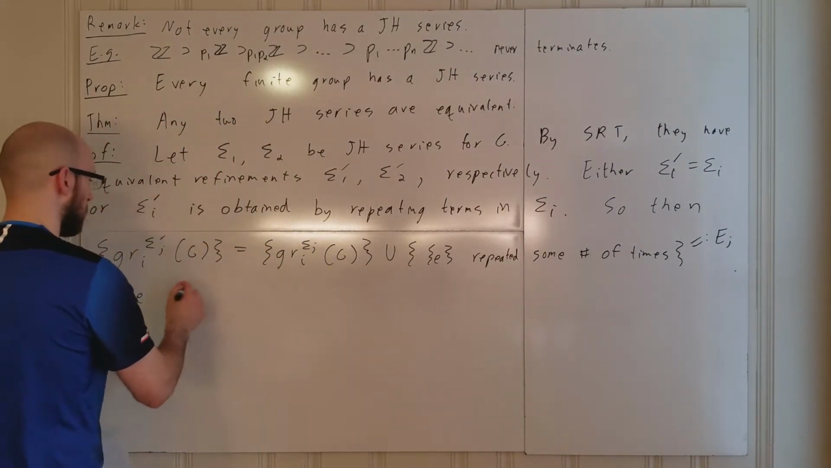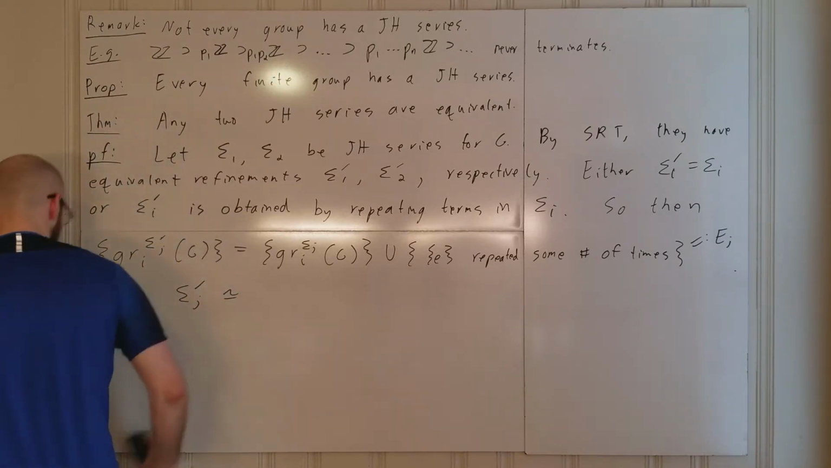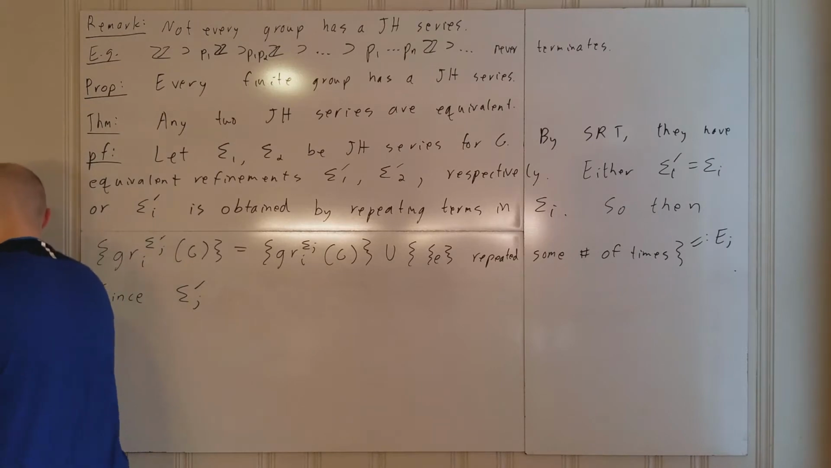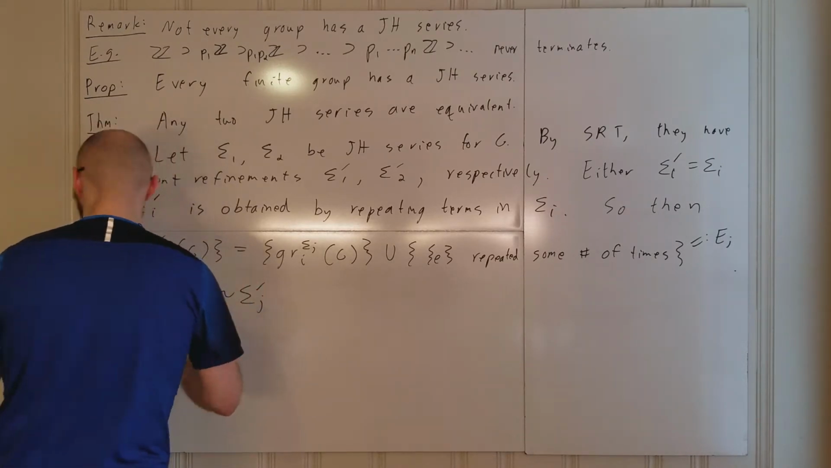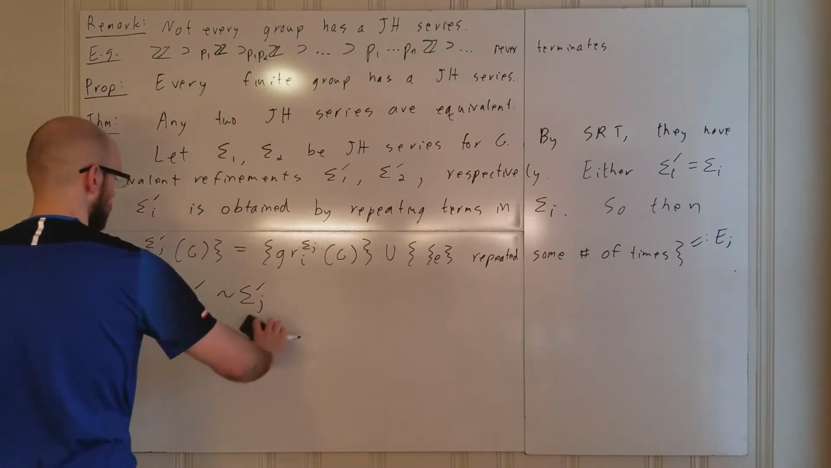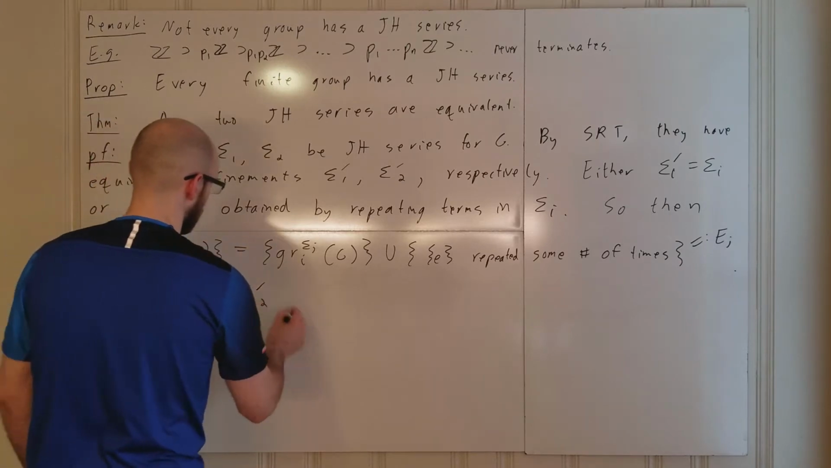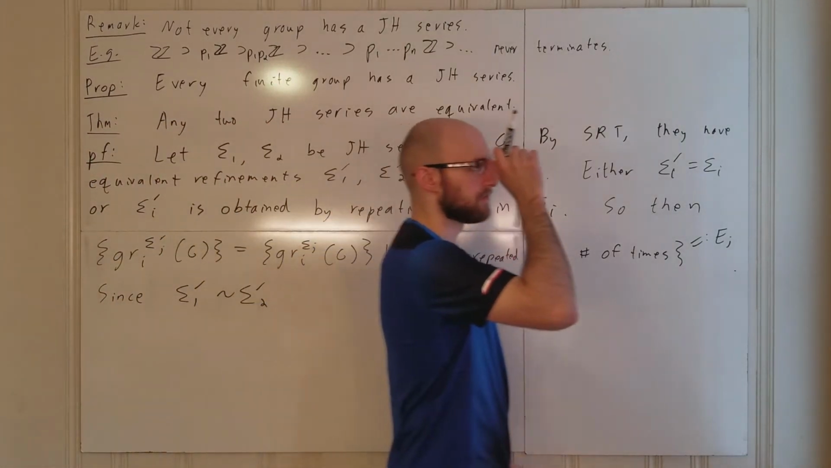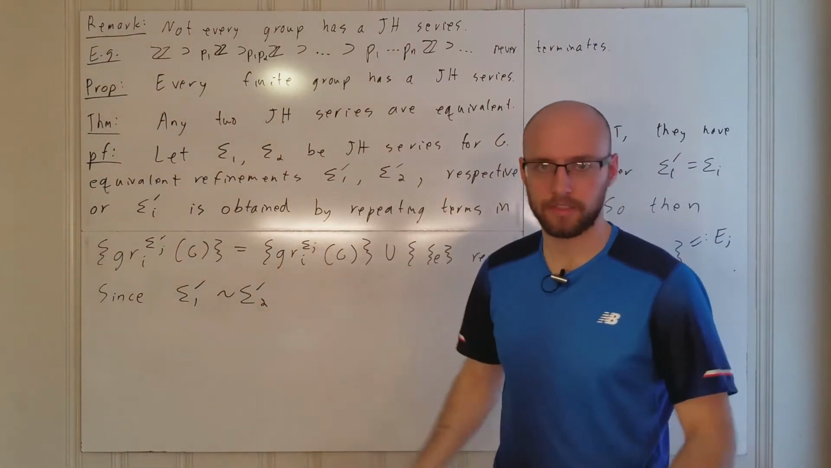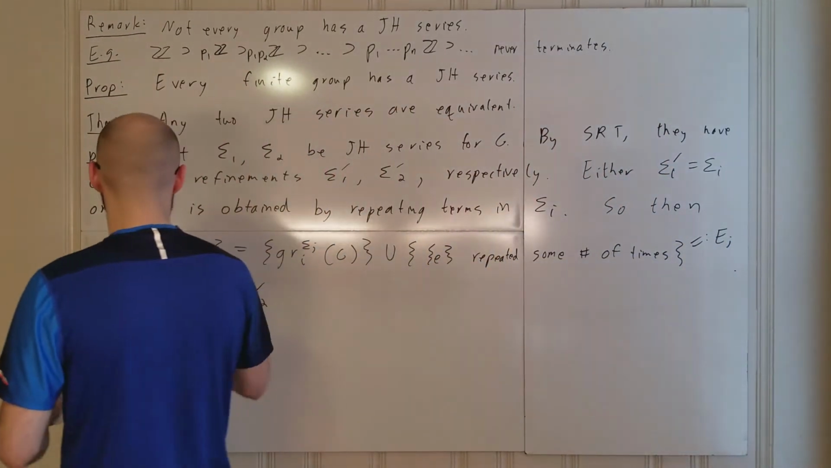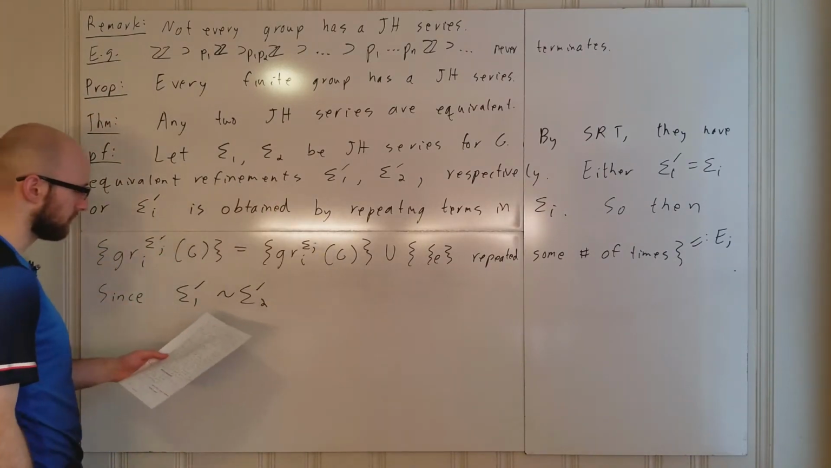Since sigma j prime is equivalent, I'll write just one squiggle for an equivalence. Is this an equivalence relation, like in the typical sense? Obviously, any composition series is equivalent to itself, and yeah, it is an equivalence relation. Okay, so sigma 1 prime is equivalent to sigma 2 prime by construction.